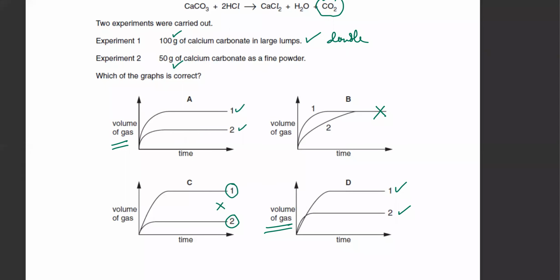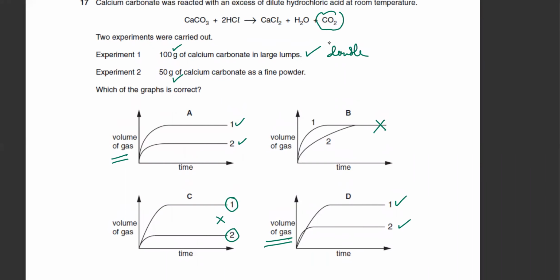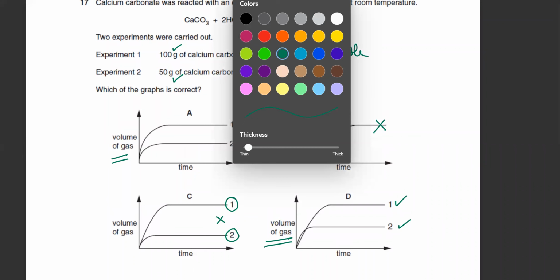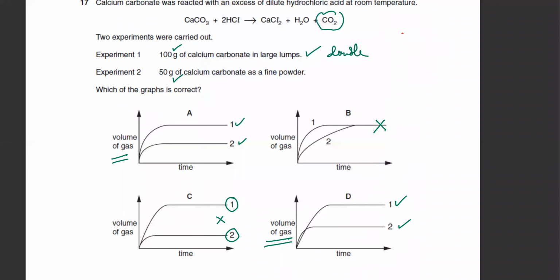Yes, sir. Okay Hamza, I'm coming to that. Now they're asking which reaction would be faster. Now I know it's A or D, but which one would be faster? Large lumps or fine powder? Fine powder. Okay, so fine powder is going to be faster. That means it's going to be steeper. So experiment number 2 would be steeper.